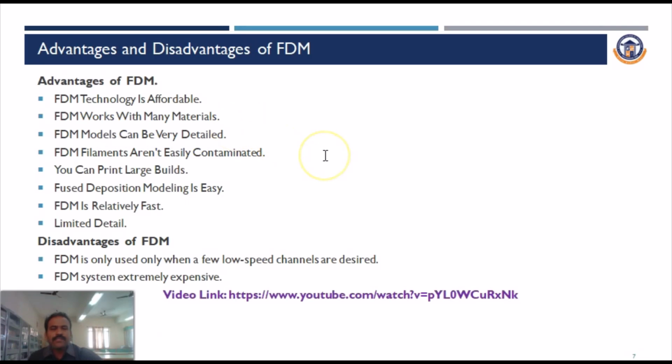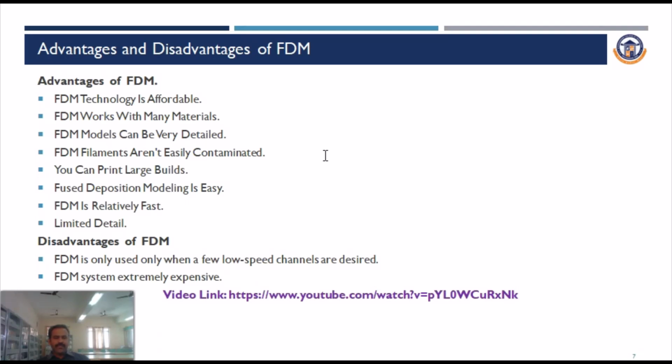The next topic is the advantages and disadvantages of FDM. In every manufacturing process, we have some advantages and some disadvantages. In the same way, we discuss the advantages of fusion deposition modeling. The technology is affordable. FDM works with many more materials compared to other processes. FDM models can be very detailed. FDM filaments are not easily contaminated. Printing large parts is also possible in this FDM process. Fusion deposition modeling is easy.